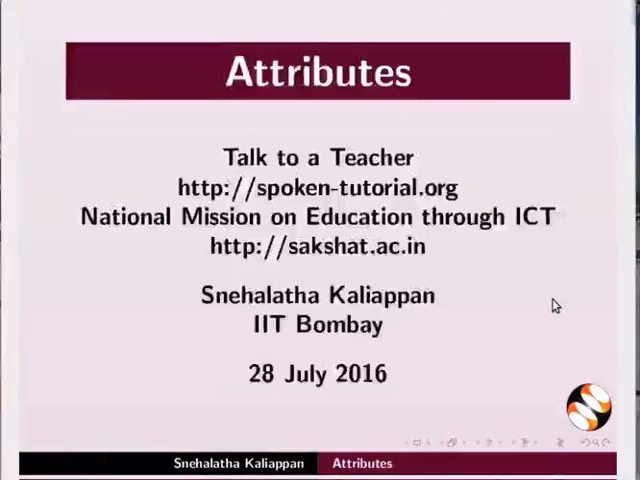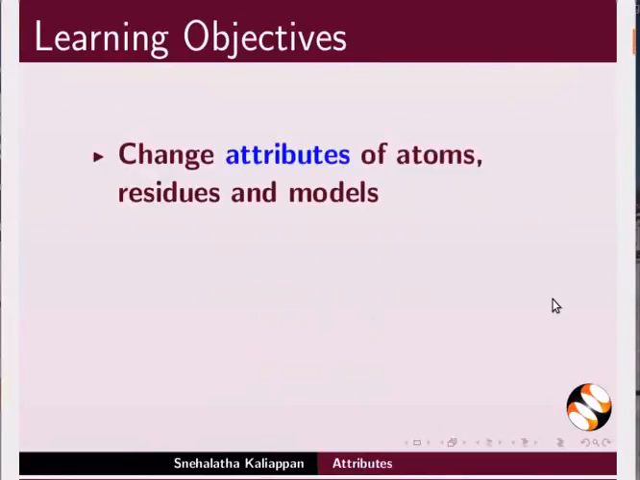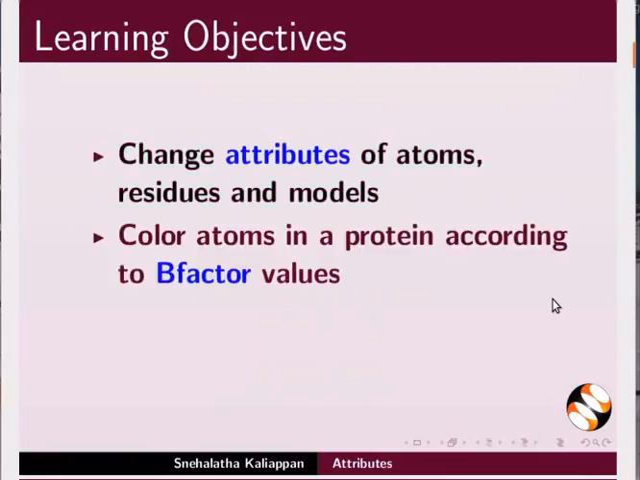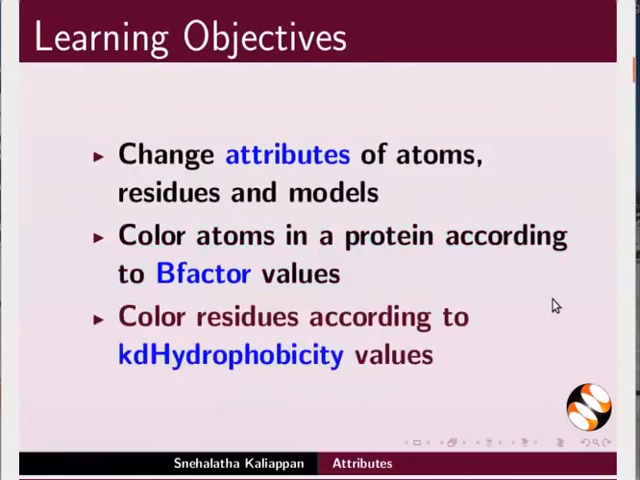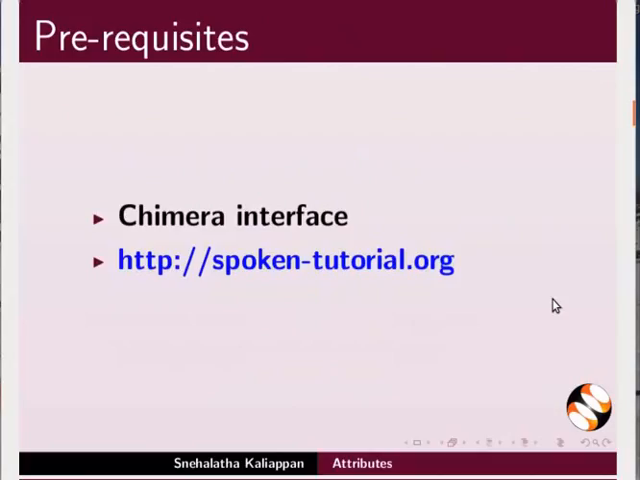Welcome to this tutorial on attributes. In this tutorial, we will learn to change attributes of atoms, residues and models, color atoms in a protein according to B factor values, color residues according to kdHydrophobicity values. To follow this tutorial, you should be familiar with Chimera interface. If not, for relevant tutorials, please visit our website.